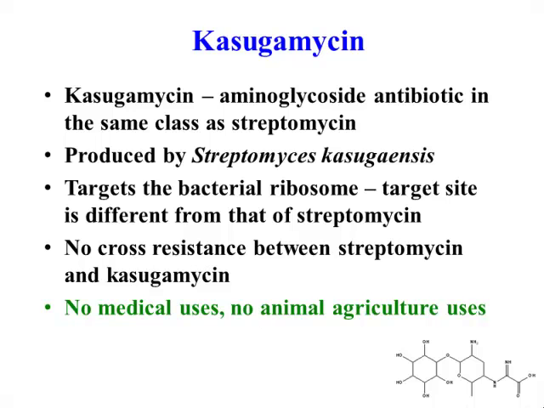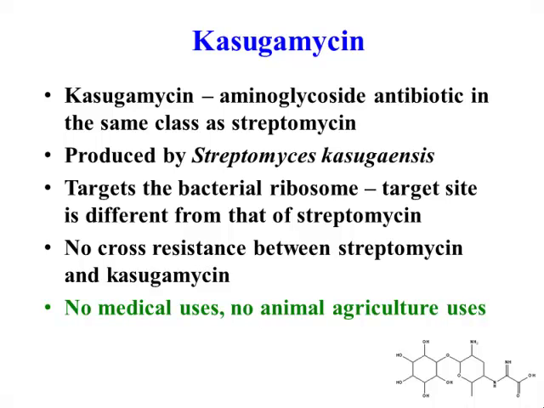So we've turned to an antibiotic called Kasugamycin as a substitute for oxytetracycline. Kasugamycin is an aminoglycoside. It's in the same class as streptomycin. It was discovered in Japan, and it's very similar to streptomycin in its mode of action. It targets the bacterial ribosome. It does target a site that's different from strep, so there's no cross-resistance there if we had a chromosomal mutation.